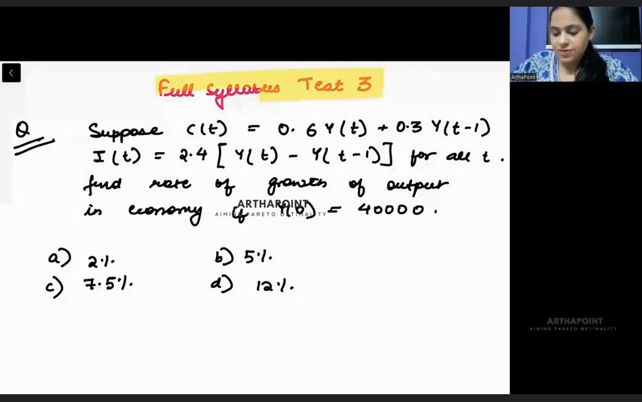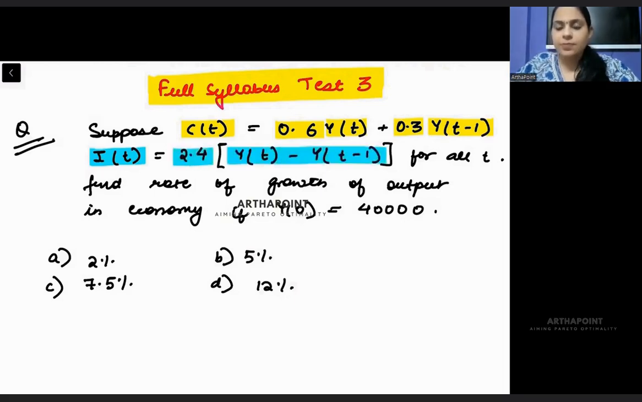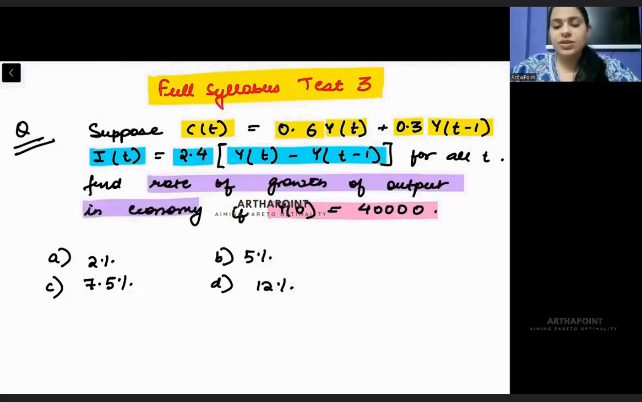Okay, beta. The first question for all of you is this. You're given that the consumption function is Ct is equal to 0.6 yt plus 0.3 yt minus 1, and the investment function is 2.4 yt minus 1. You're also given that the initial level of income in the economy is 40,000. Calculate the rate of growth of output in the economy.